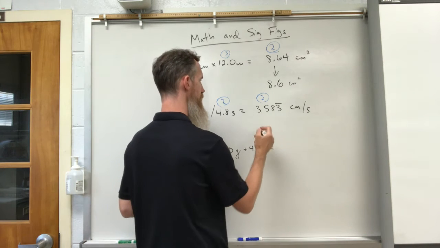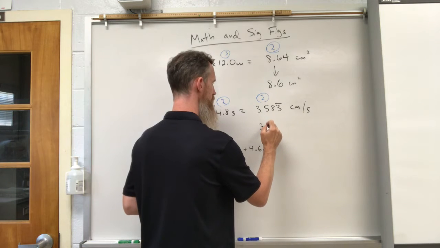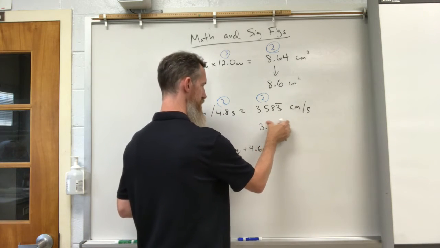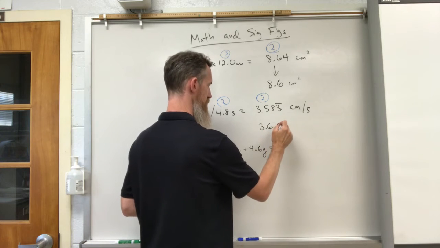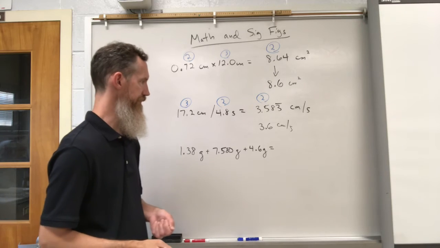And we have to round accordingly, so it's 3.5, no, can't be 3.5, it's going to be 3.6 centimeters per second. And that works.